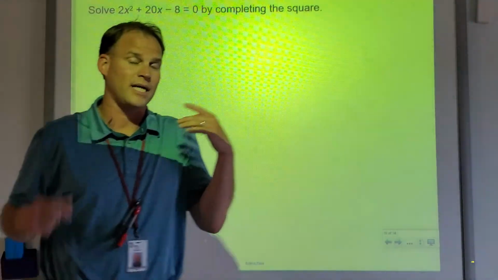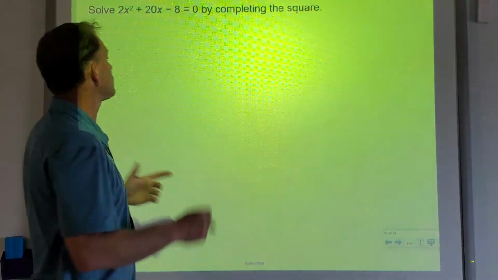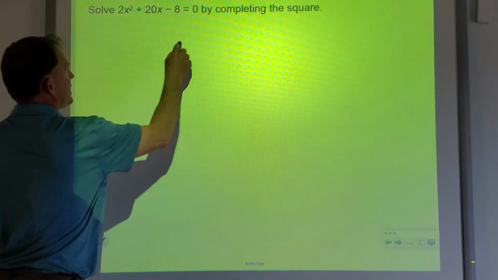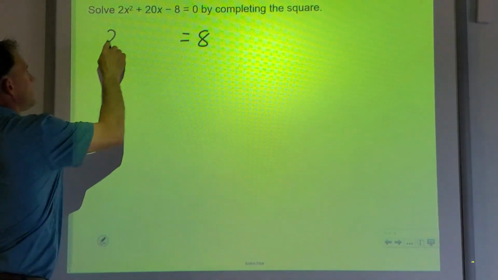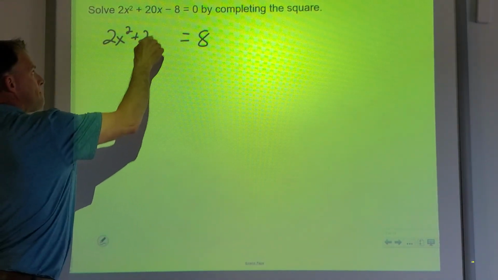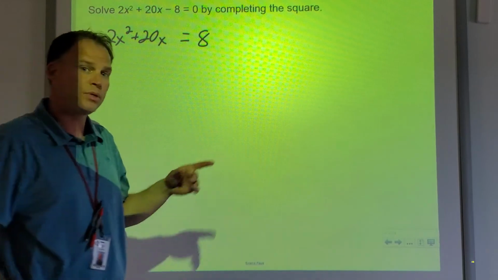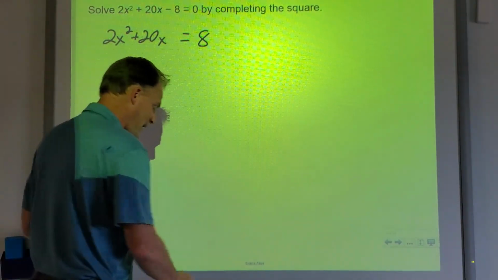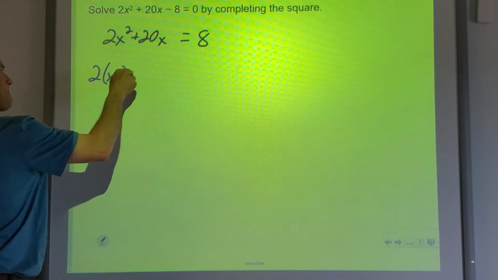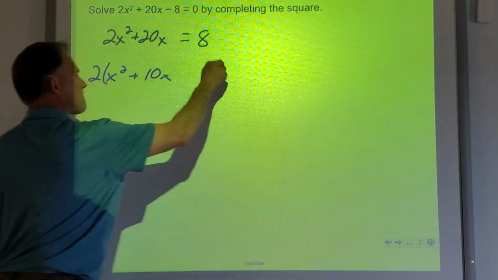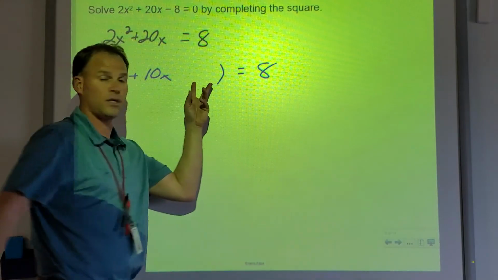So, I take a look at this. Like I said here, I don't want these problems equal to 0. So, the first thing I got to do is I got to get this 8 over here. Got the 8 by itself. I notice I've got this. I can't complete the square with a coefficient. So what I need to do is I need to factor out that coefficient. Again, I left my gap.